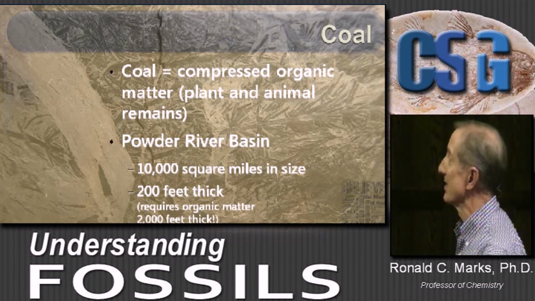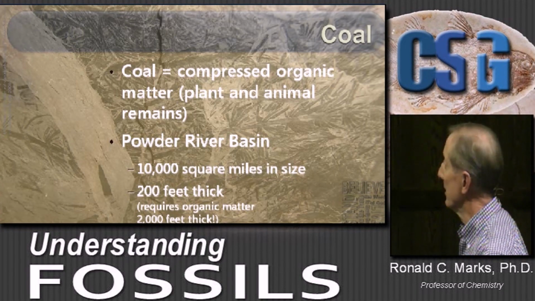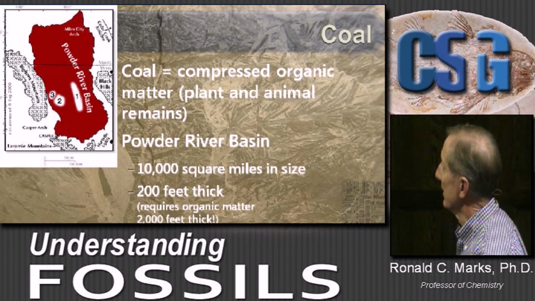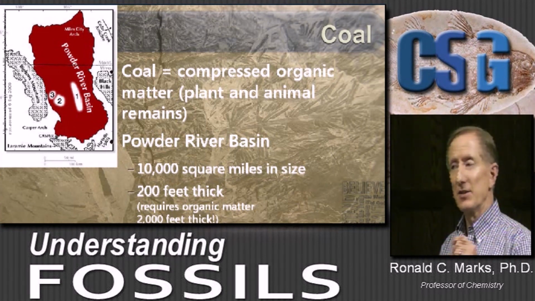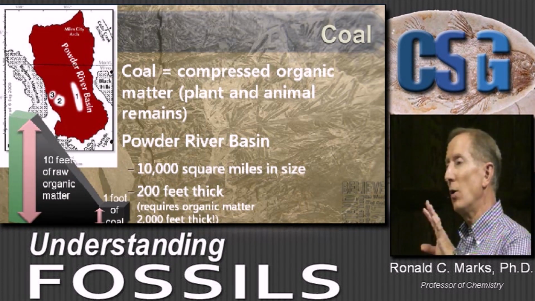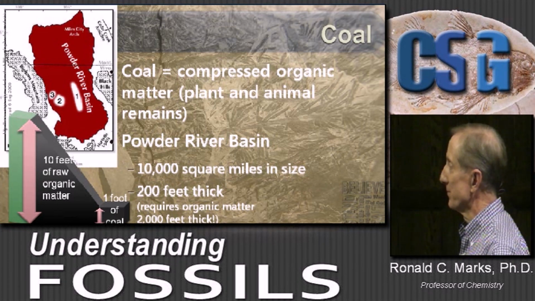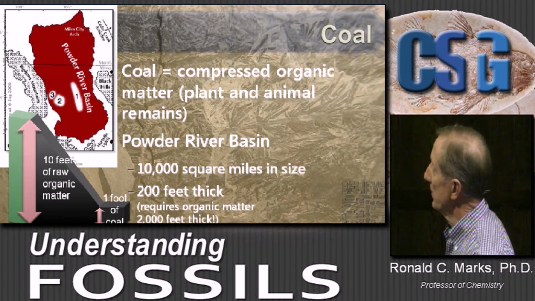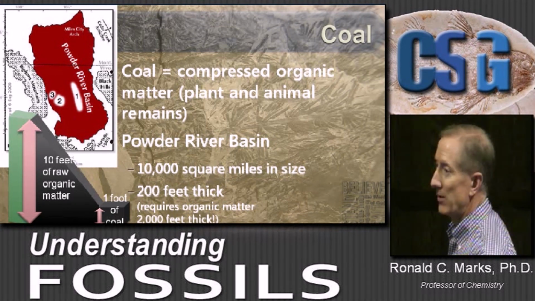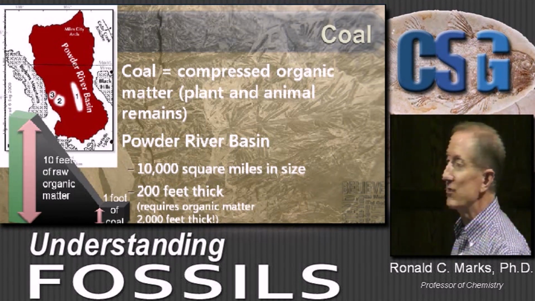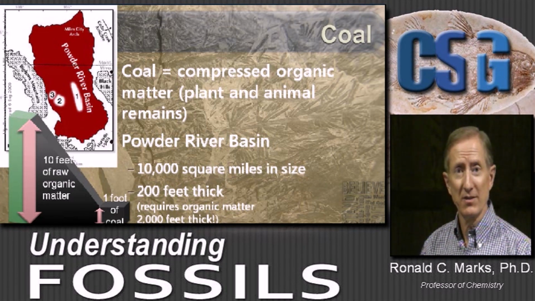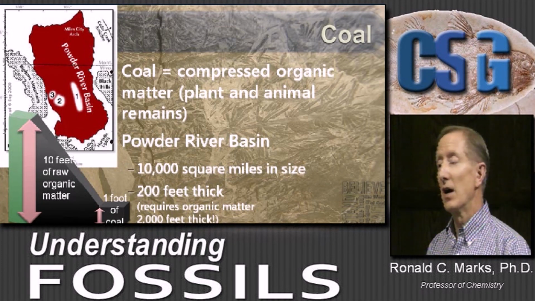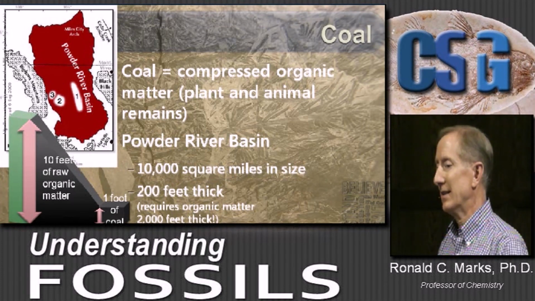It's compressed plant remains. The Powder River Basin up in Wyoming and Montana is estimated to be 10,000 square miles in size and on average 200 feet thick. Now, you need to know that it takes approximately 10 feet of raw organic plant material to make 1 foot of coal. So that means to make this 200 foot deep, 10,000 square mile coal deposit required 2,000 feet thick of plant material. Where did that come from? A slow, gradual process? No. This had to be a catastrophe, a huge catastrophe, one that was worldwide in its composition.